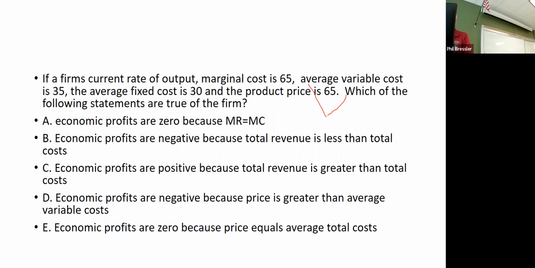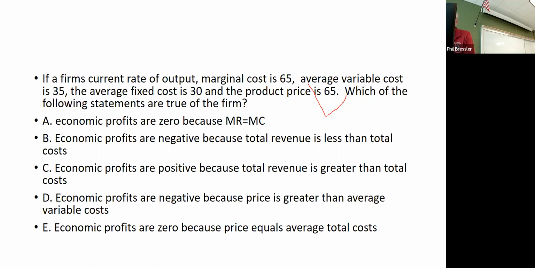Okay. I'll count to 3 and let's see what we have. 1, 2, 3. I've got some E's, I've got some A's. A's and E's. All right, economic profits are 0 because MR equals MC. MR equals MC is the profit maximizer. You could be making profit with that, you could be losing money, or you could be breaking even. So that is not true.